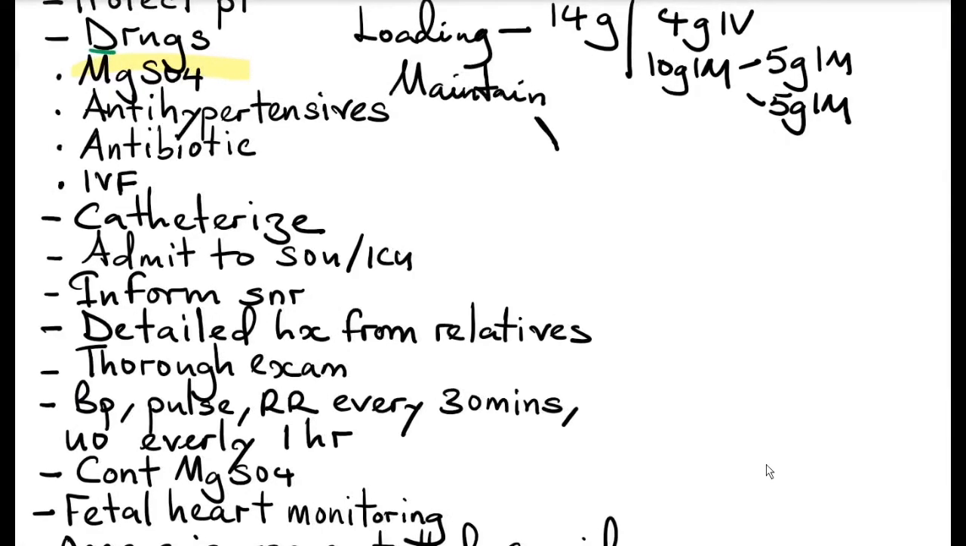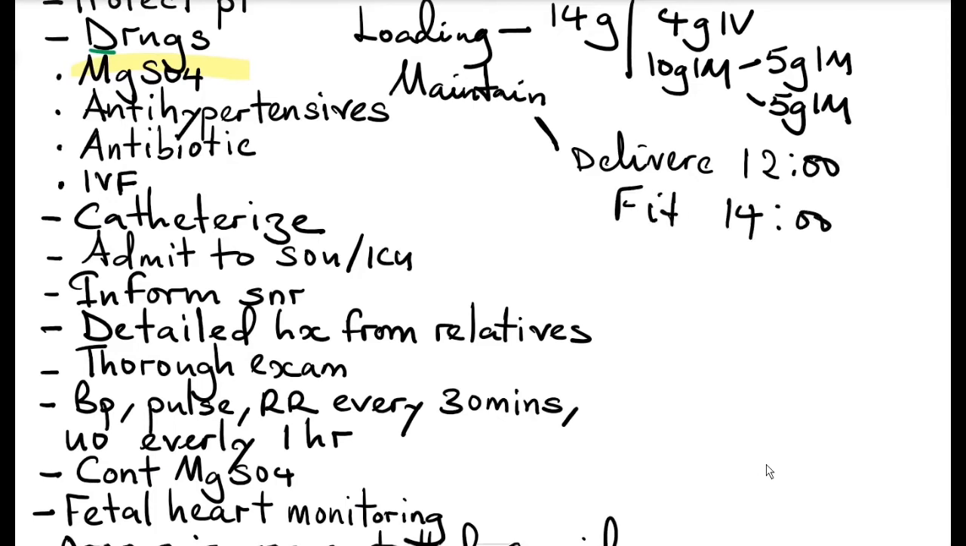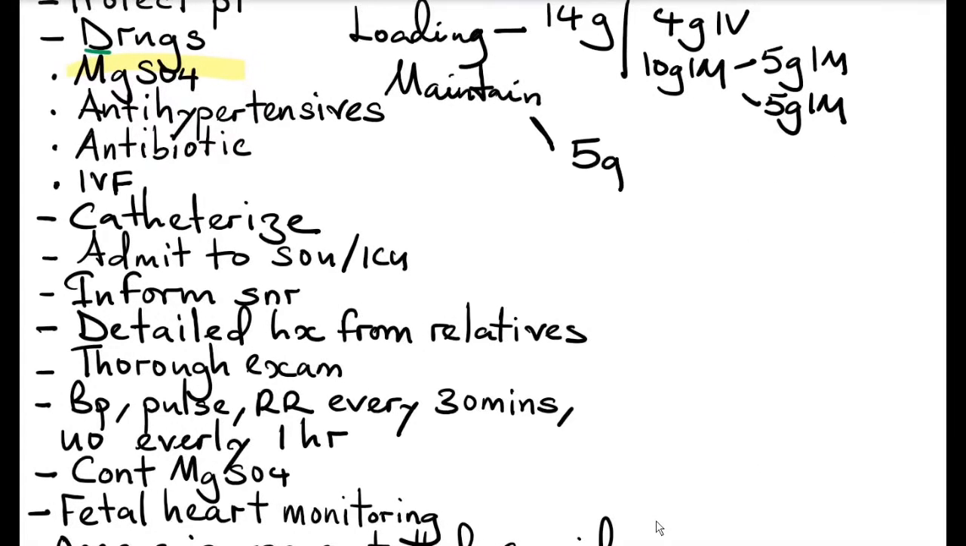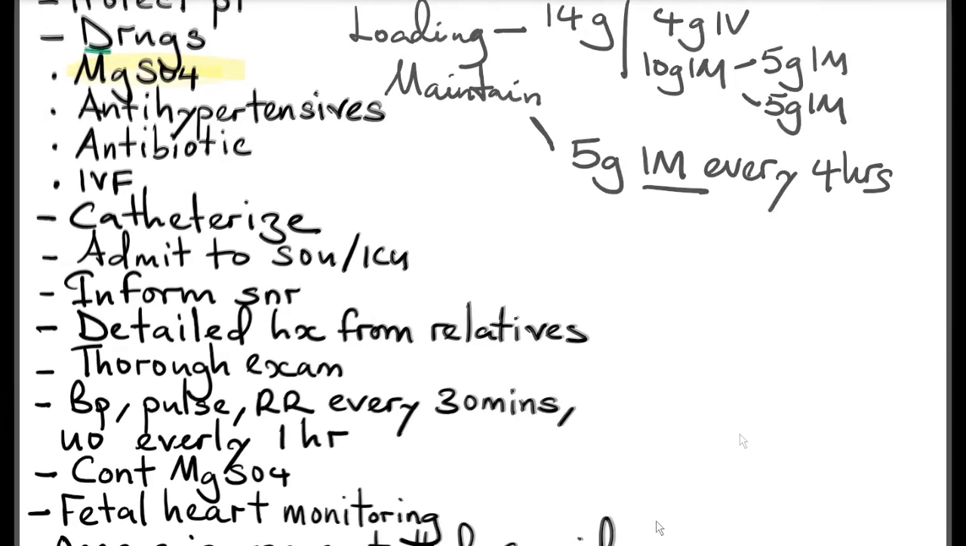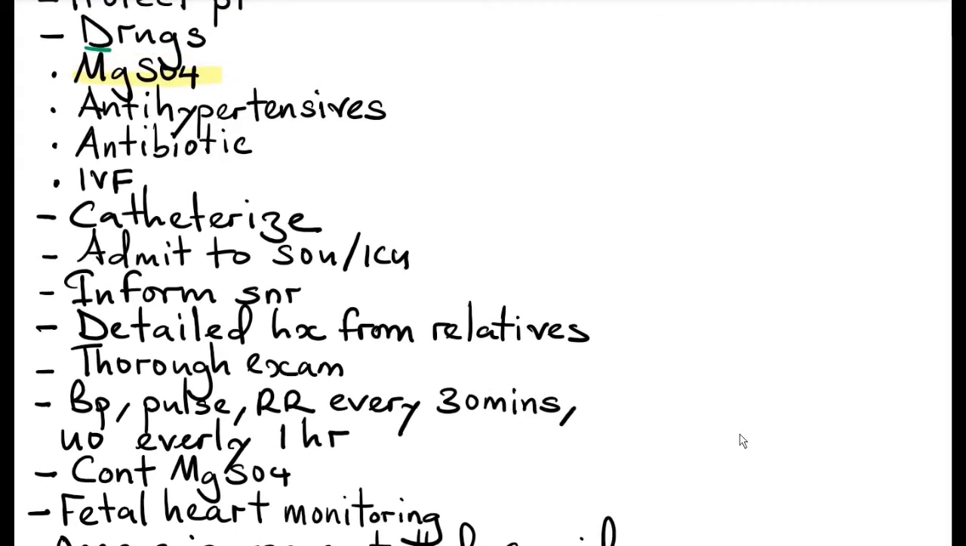The maintenance dose, you continue giving magnesium sulfate for 24 hours after the last fit or after delivery, whichever is longest. So if a patient, let's say, delivered at 12 hours but fitted at 14 hours, you continue giving for 24 hours from this time. The maintenance dose is 5 grams intramuscular every 4 hours, given in the buttock, you alternate. Magnesium sulfate is the drug of choice in eclampsia.